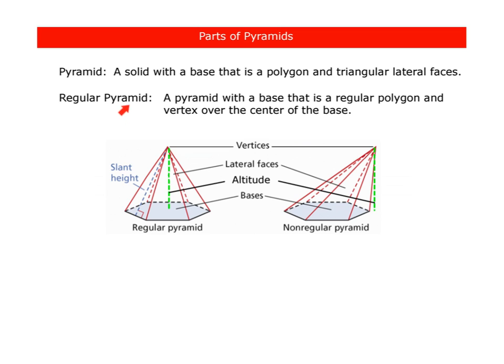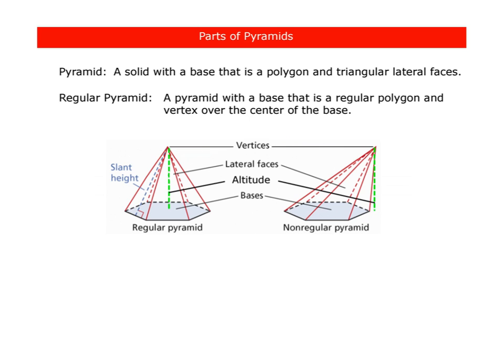A regular pyramid is a pyramid with a base that is a regular polygon, and it has its vertex over the center of the base. So you can see I have pictures here of both a regular pyramid and a non-regular pyramid and the parts. In my regular pyramid, the vertex is directly over the center. That's not the case in this non-regular pyramid.